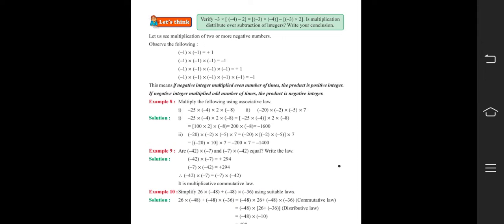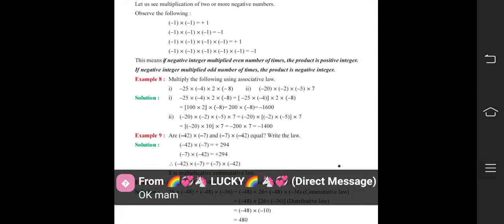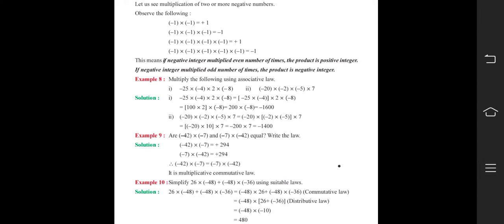Okay ma'am? Next, look at example 8. Multiply the following using associative law. Here the question is given: minus 25 into minus 4 into 2 into minus 8. So you have to use associative law. You have to multiply that one. How you can do it, I'll do on the board.